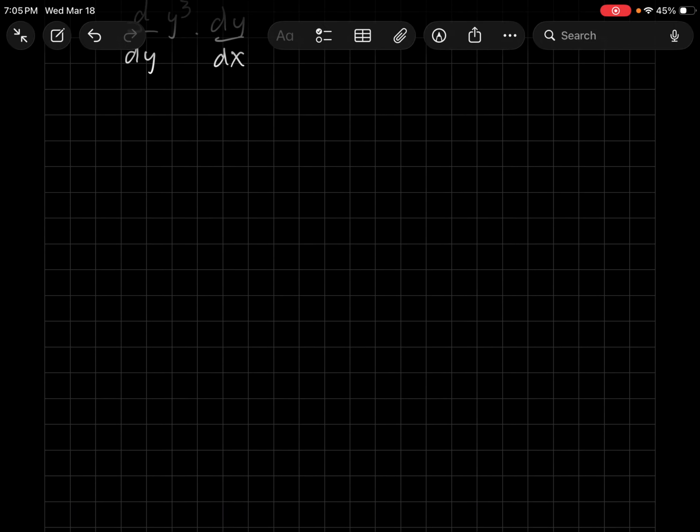How about another example? Let's do the derivative with respect to x of, say, sine of x squared plus, let's do 4y cubed.